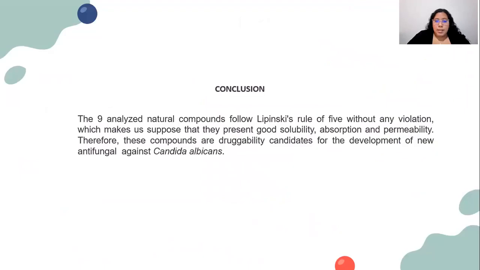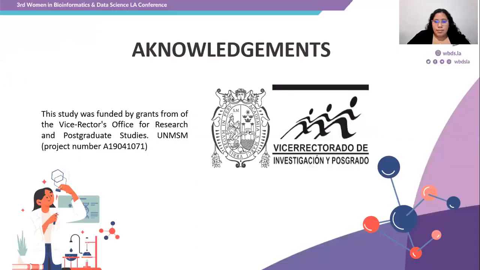The 9 analyzed natural compounds follow Lipinski's rule of 5 without any violation, which makes us suppose that they present good solubility, absorption, and permeability. Therefore, these compounds are drugability candidates for the development of new antifungals against Candida albicans.